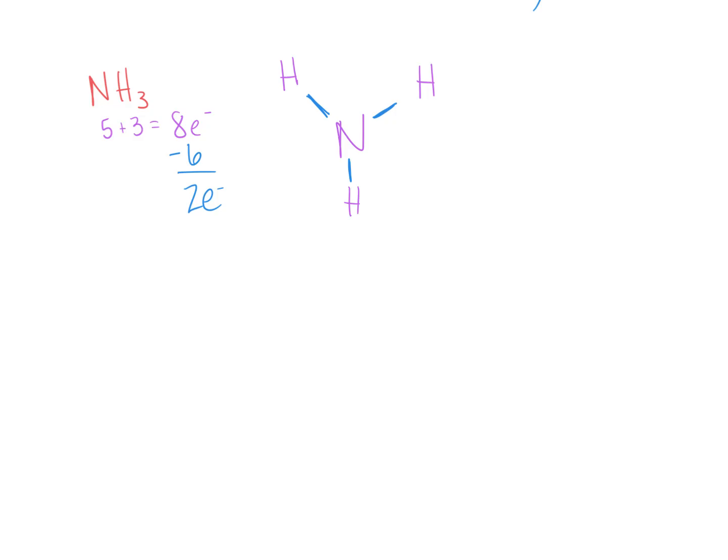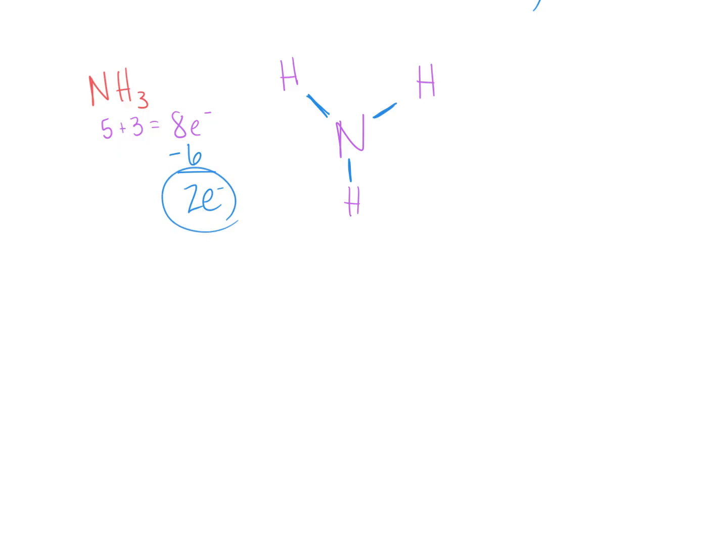So now I need to look and say, is there an element that's unhappy? Is there an element that does not have a complete octet? Which one is it? Nitrogen. And right now, how many does it have? 6. Yep, it has 2, 4, 6. And so I need to put these last 2 electrons on nitrogen.